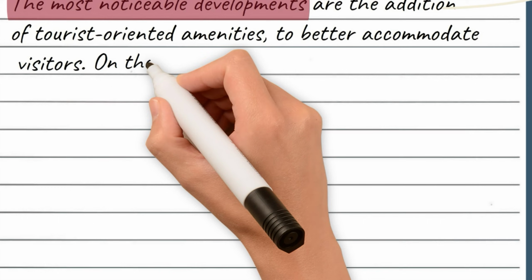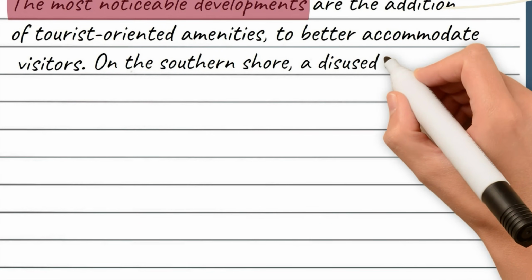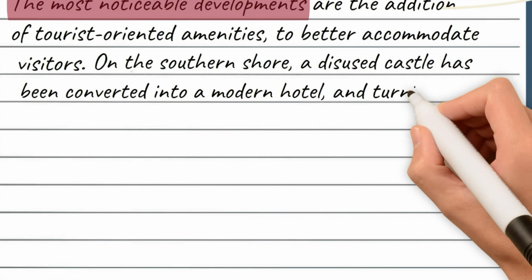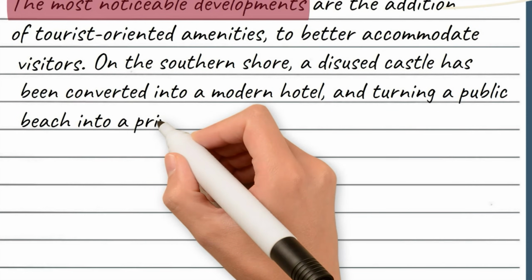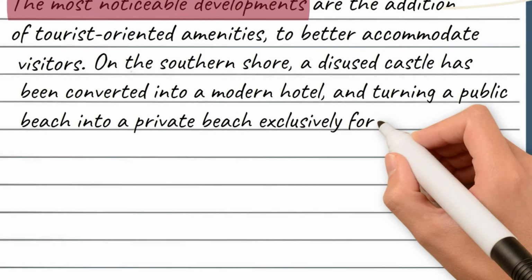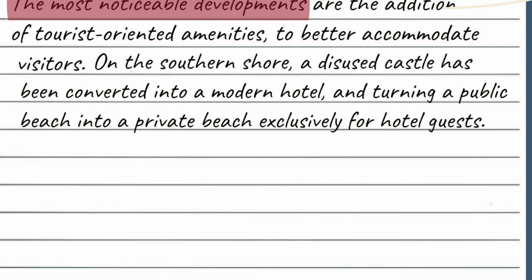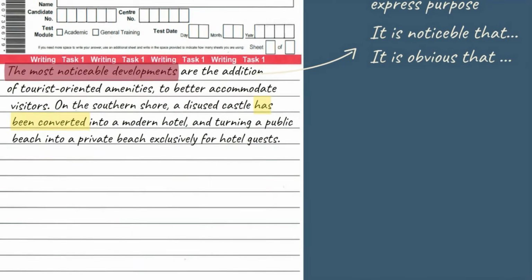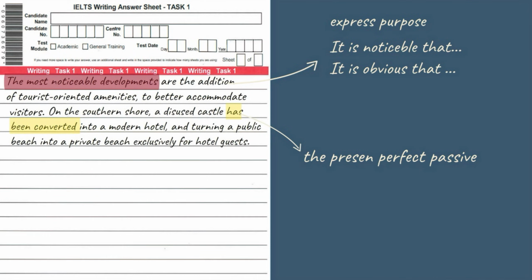Sentence 2. On the southern shore, a disused castle has been converted into a modern hotel, turning a public beach into a private beach exclusively for hotel guests. We described the biggest changes with details. Pay attention to the verb tense here, the present perfect passive and present simple.